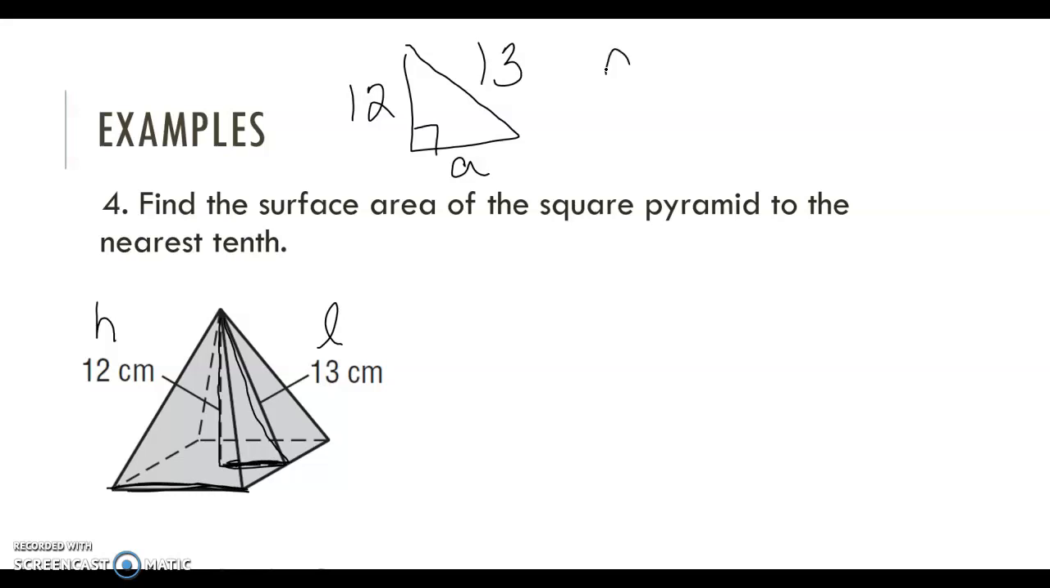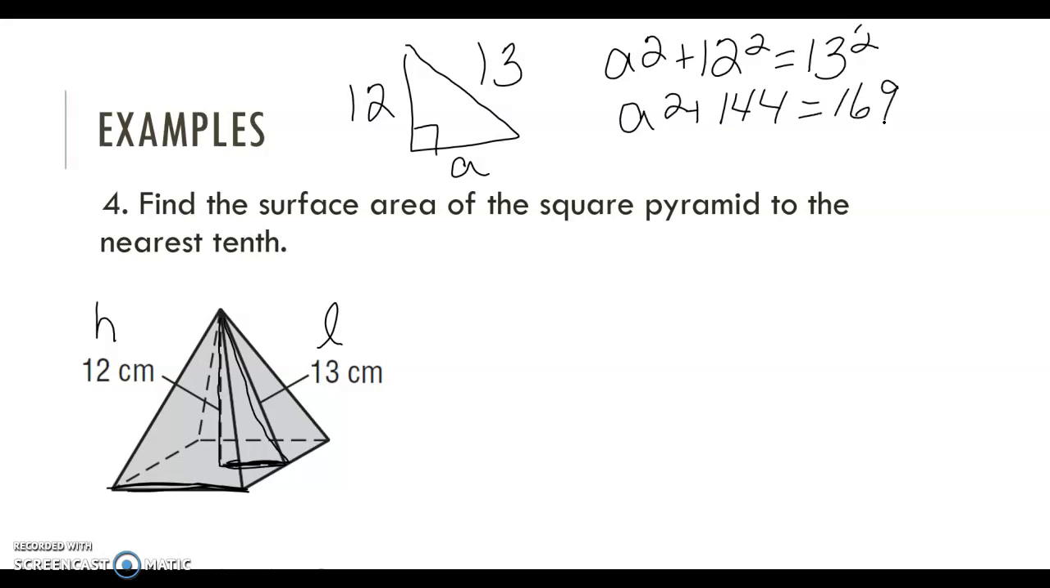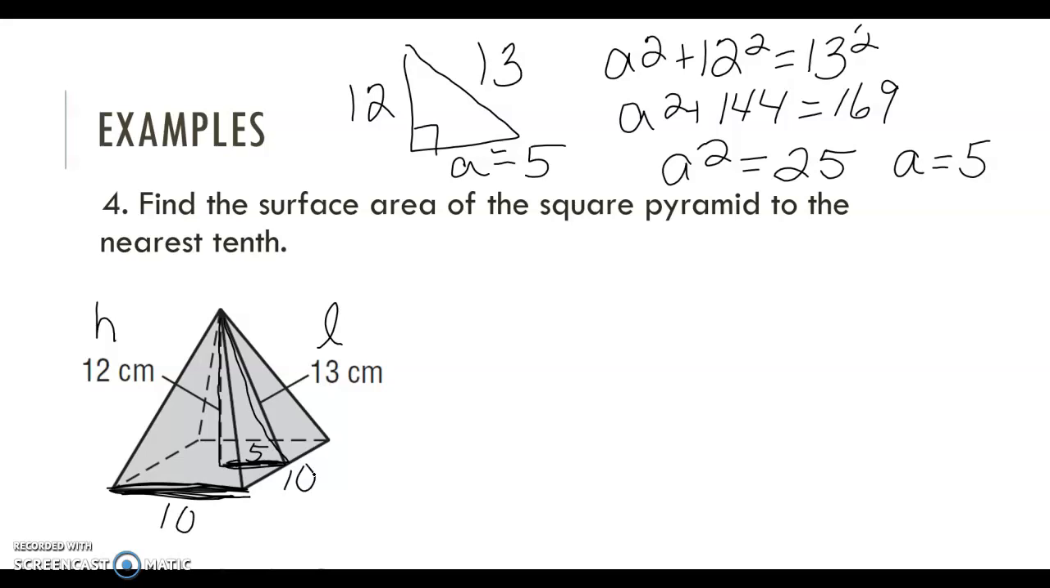So going through Pythagorean theorem again, A squared plus 12 squared equals 13 squared. So I get A squared plus 144 equals 169. And A squared equals 25 when you subtract that, and A would be 5. So the bottom part of this right triangle in that cross section would be 5, making the whole side of this square 10 by 10. Okay, now we're going to go ahead and substitute in.